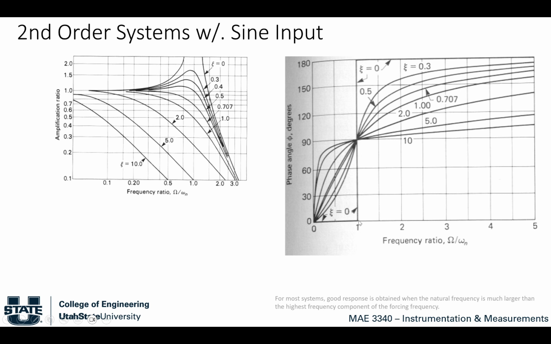And this is the input that we gave it, right? And so this is our response to that system. And so 0.707, that is our ideally damped system.